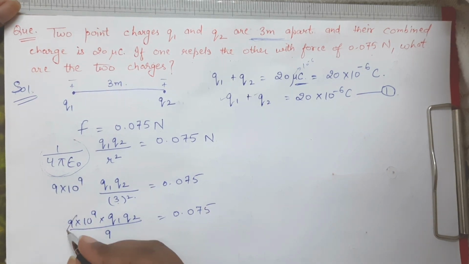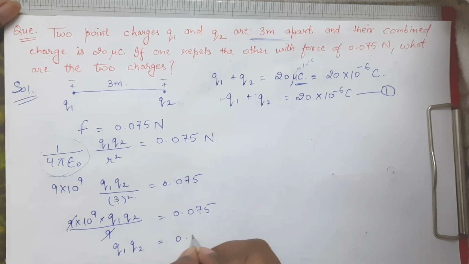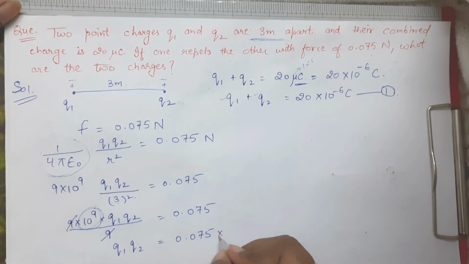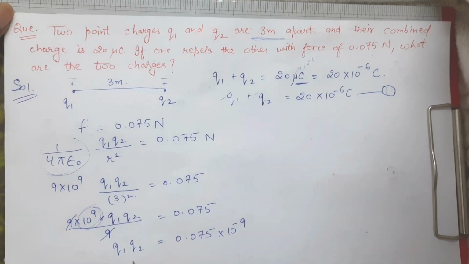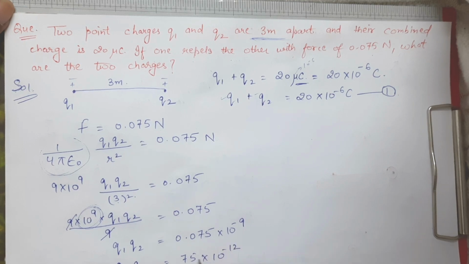0.075, so 9 cancels out with 9, so we are left with Q1 Q2 is equals to 0.075. This 10 raised to power 9 goes here and becomes 10 raised to power minus 9. So this is something which we are getting. So I can write this one as Q1 Q2 is equals to, if I take the decimal here like this, so I can write it like this, 10 raised to power minus 12, right, because I'm taking this decimal 3 digits after this. So 9 plus 3, that will be 12.